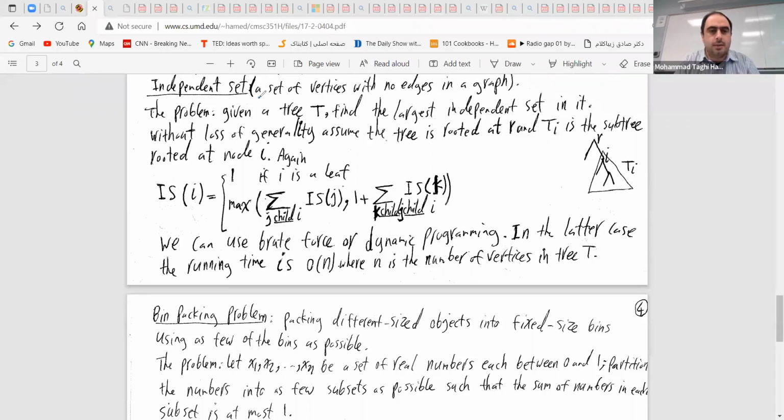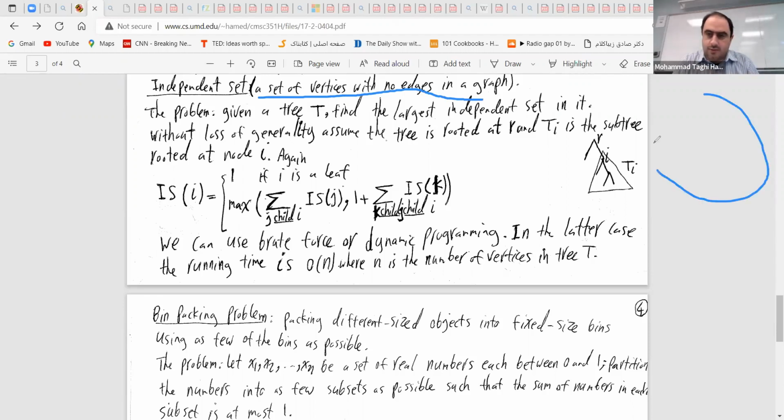So what is the independent set problem? The independent set is an important problem where you are given a graph. You want to find a set of vertices such that no 2 vertices in the set have an edge between them, that is, no 2 vertices that have an edge will be selected. So what's the meaning of that?